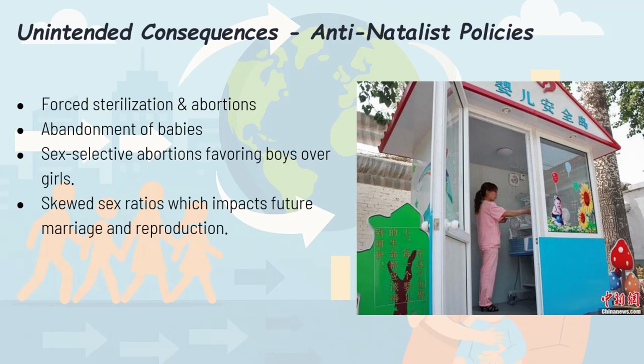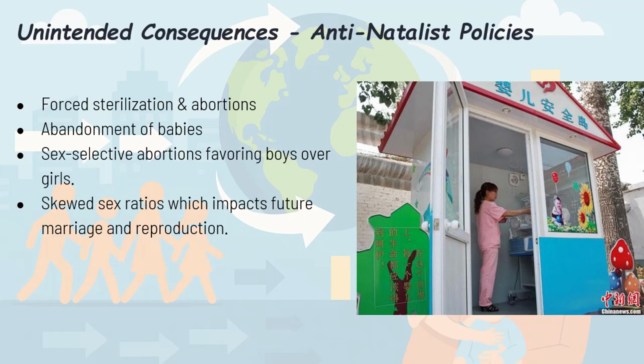With fewer women, marriage rates dropped, birth rates fell even further, and suddenly, governments that once wanted fewer babies were now trying to encourage more. It's a wild cycle, and it really shows how policies meant to solve one problem can end up creating a whole new set of challenges.